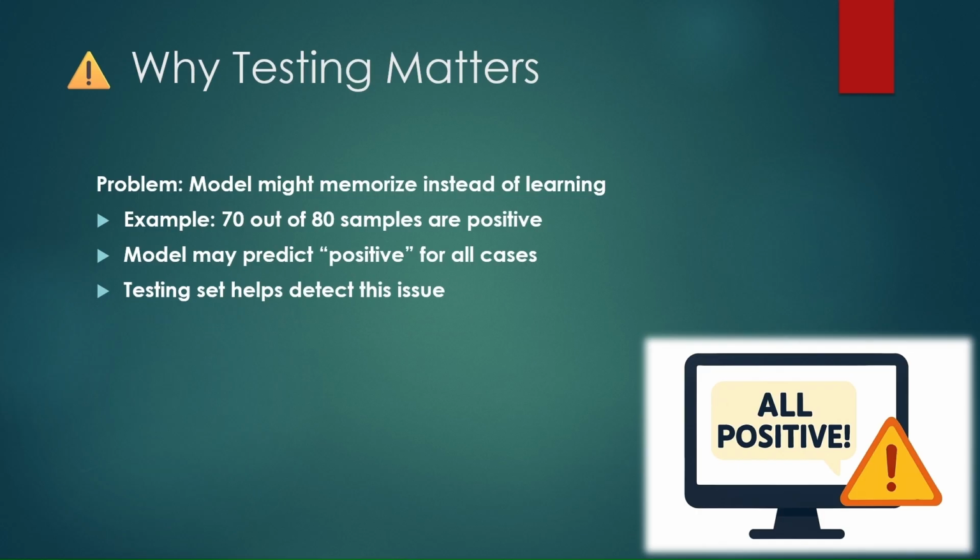Why is memorization a problem? You might wonder how models could memorize data. For example, suppose the training set contains 80 samples and 70 of them are labeled as cancer positive. The model might simply learn to predict positive for most inputs, even when the correct label is negative.